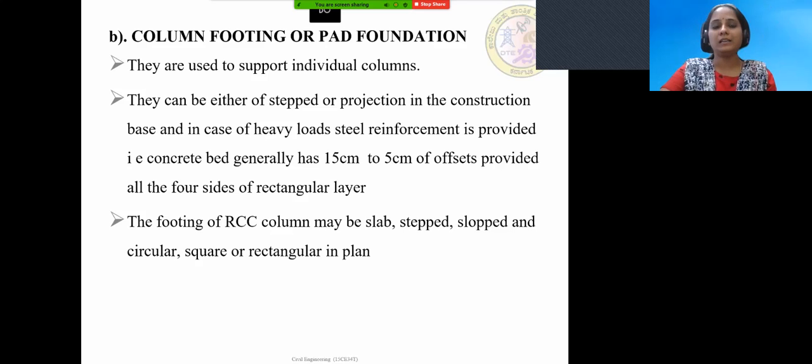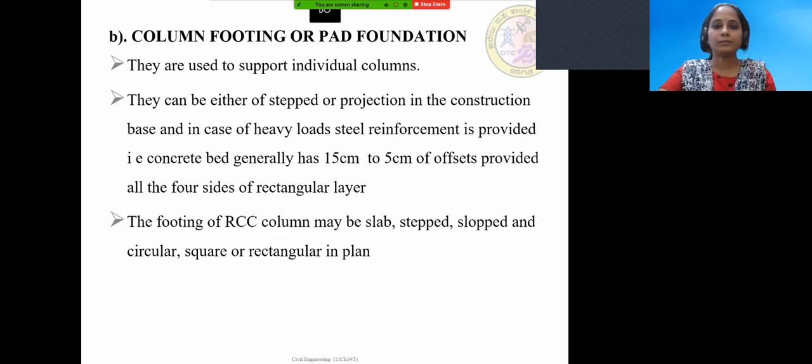Like wall footing, even column footing can be simple or stepped. As I said in the earlier slide, the projections of a column footing can be from 5 centimeter to 15 centimeter. Those are also called offsets.